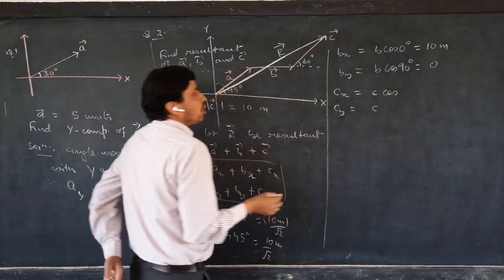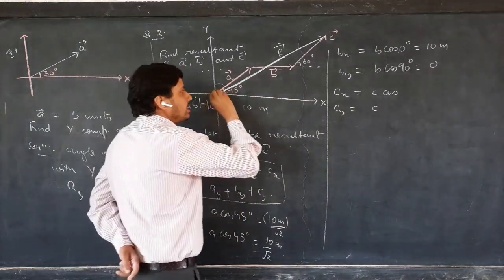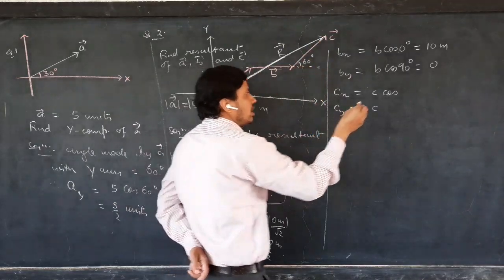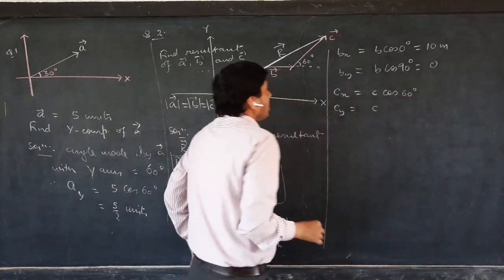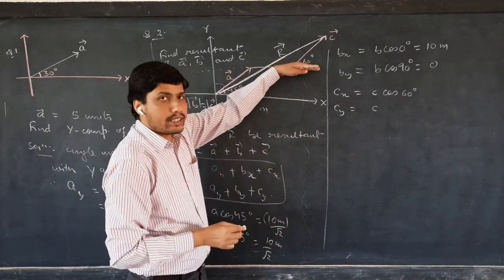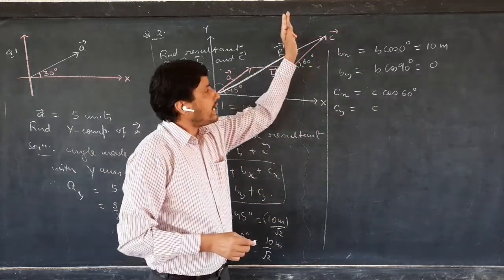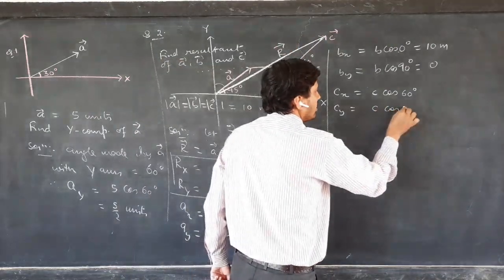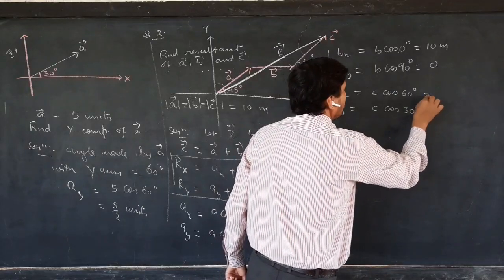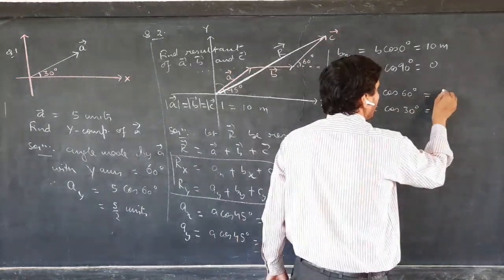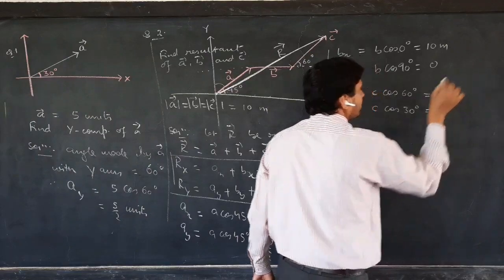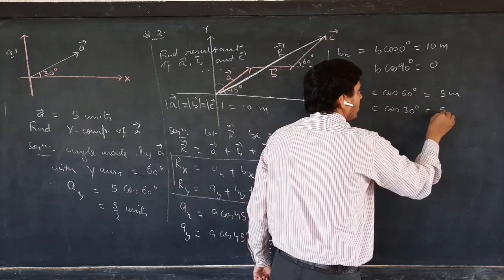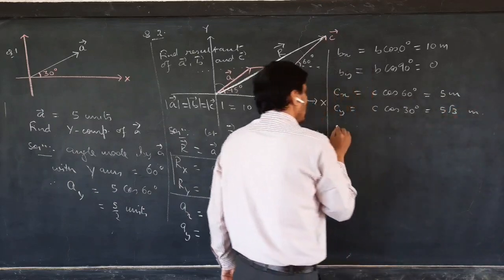So c vector makes how much angle with the x-axis? Now with the x-axis, which is parallel to this line, it makes an angle of 60 degrees. So we'll write 60 here. If it makes a 60-degree angle with the x-axis, it means with the y-axis, it should make a 30-degree angle. So here we'll write cos 30. Now cos 60 is half, so we'll have 10 by 2, that is 5 meters. Cos 30 is root 3 by 2, so root 3 by 2 into 10 will give 5 root 3 meters.